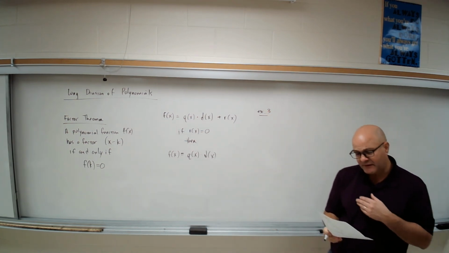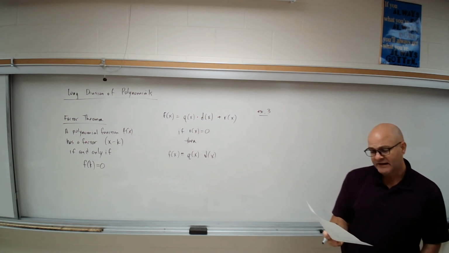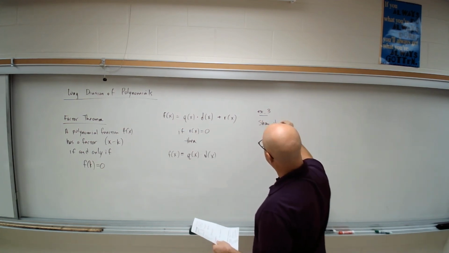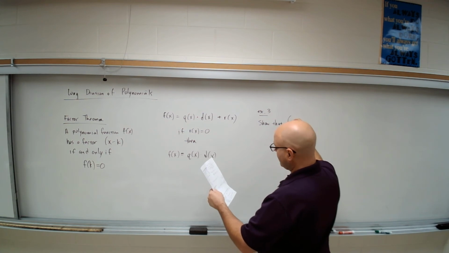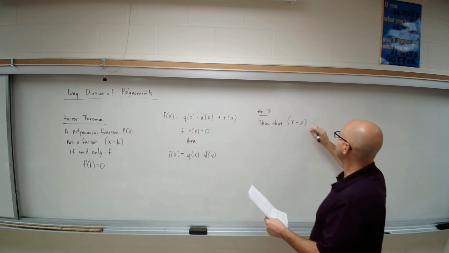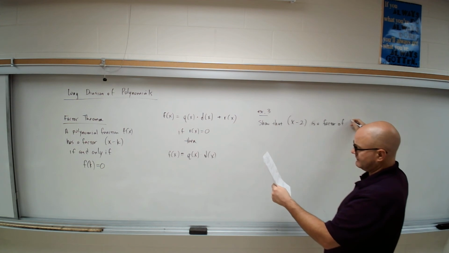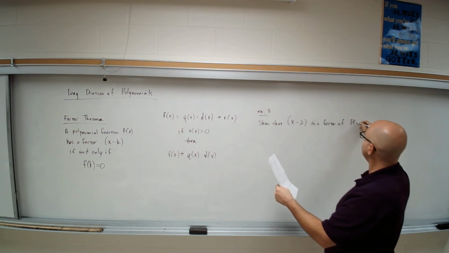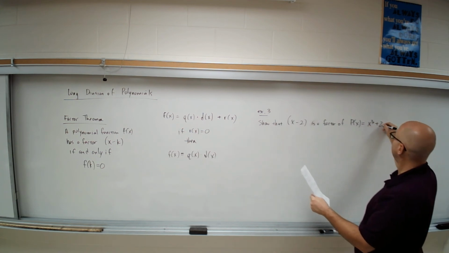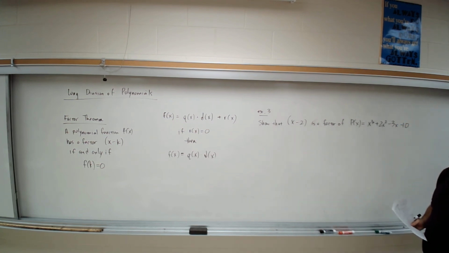It says use the factor theorem to show that x minus c is a factor of p of x for the given value of c. So we're going to show that, for our example, x minus 2 is a factor of p of x equals x cubed plus 2x squared minus 3x minus 10.